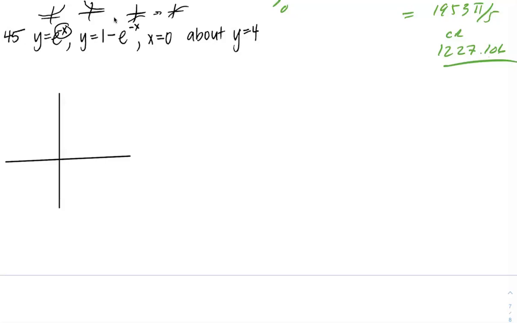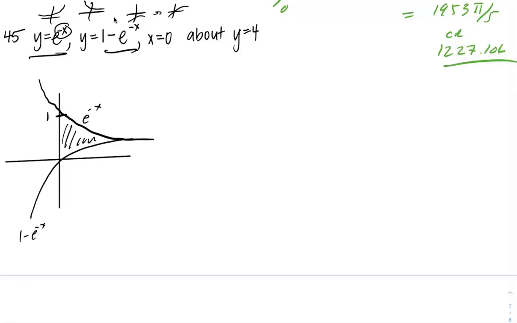So put that all together. Let's say this is 1. So my y equals e to the negative x graph looks like a decay. And then this graph will look kind of like that. So that's what the graph looks like, where this is e to the negative x, and this guy here is 1 minus e to the negative x. So there we go, we want that region right there, about x equals 0. Remember, x equals 0 is this guy right here.